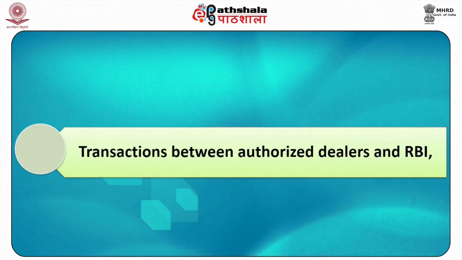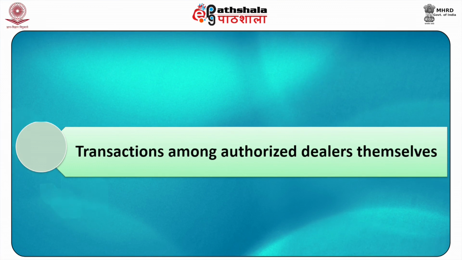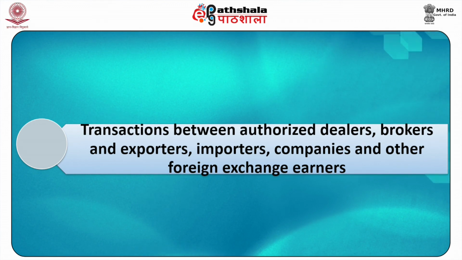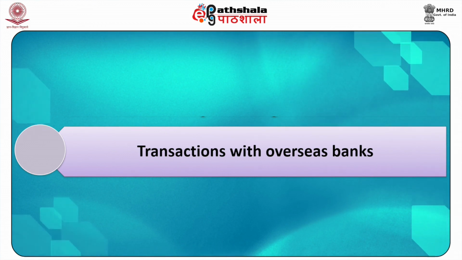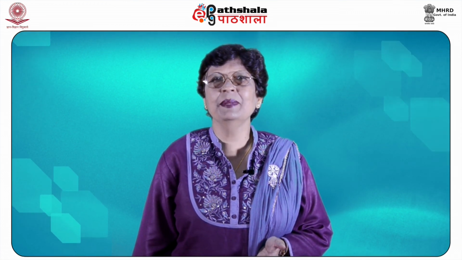The following types of dealings take place in this market: A, transactions between authorized dealers and RBI; B, transactions amongst authorized dealers themselves; C, transactions between authorized dealers, brokers and exporters, importers, companies and other foreign exchange earners; and D, transactions with overseas banks. The currencies are traded on a spot or cash basis for immediate delivery and on a forward basis for delivery at some time in future at a price fixed today.